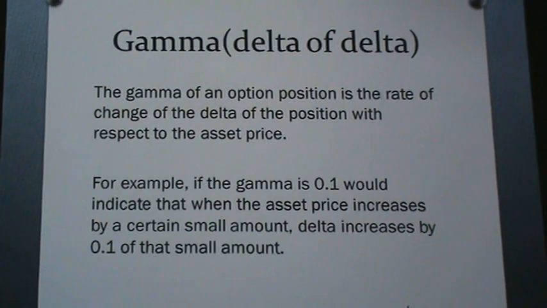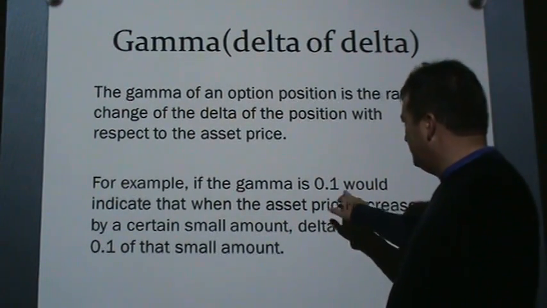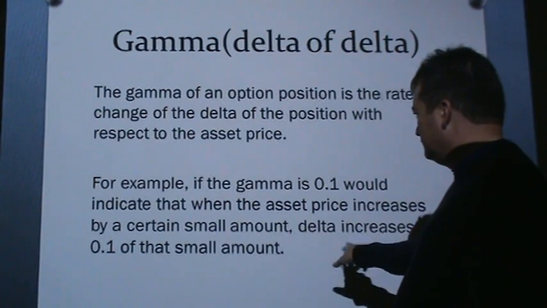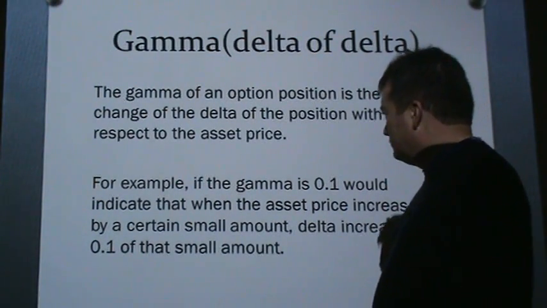The gamma of an option is really the delta of the delta. So the gamma of the option is the rate of change of delta with respect to the asset's price. So for example, if a gamma is 10%, that would indicate that when the asset price increases a certain small amount, delta increases by 10% too.